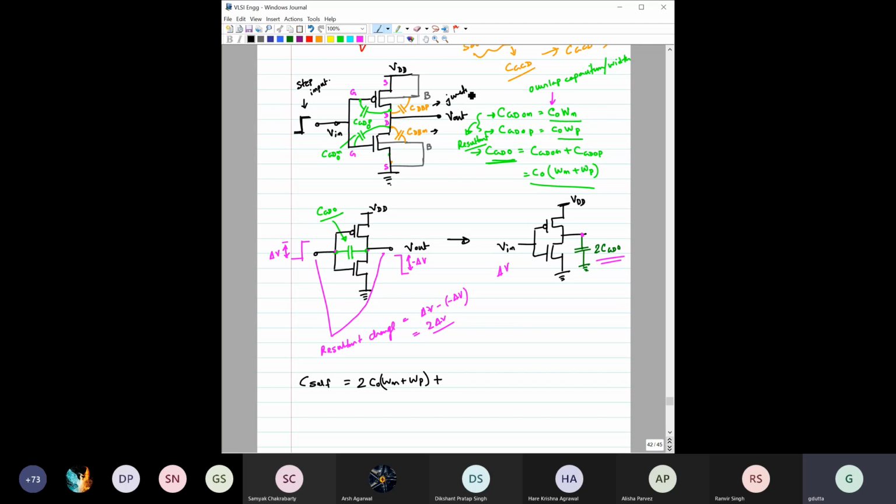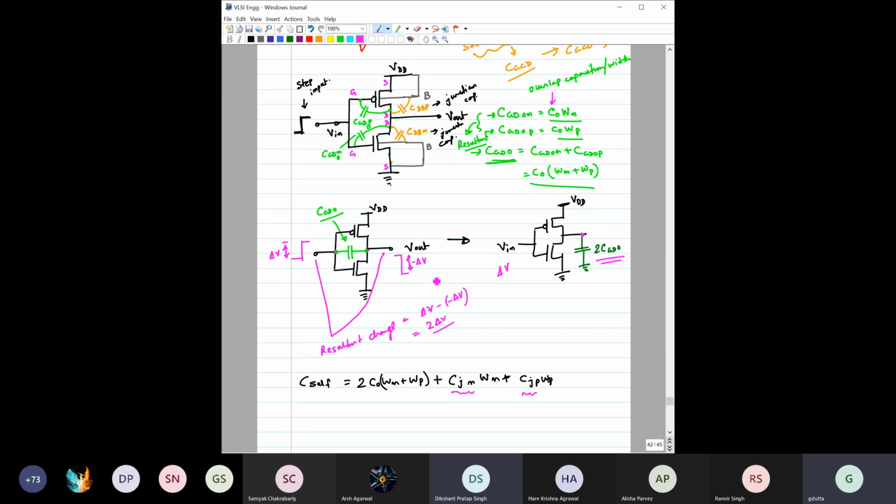So here, let me write here. These are the junction caps. Here also this junction cap, right? So here it is CJN WN plus CJP WP. And here remember one thing, we cannot make both of them just CJ, because the junction capacitance for the N channel, depending on the doping, might be different compared to the P channel. Okay, so these two would be different, right?